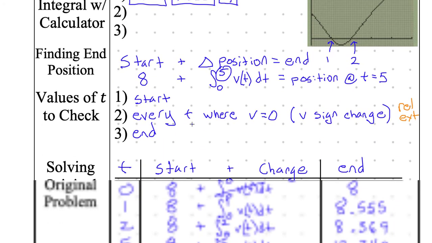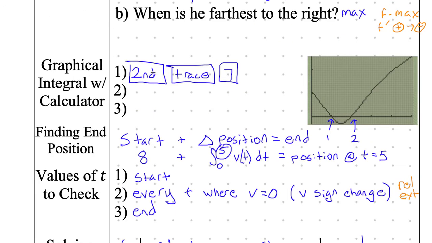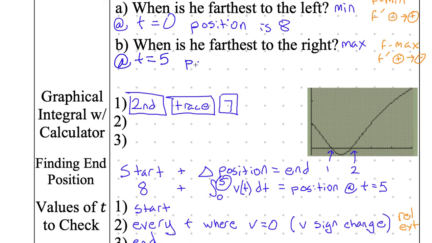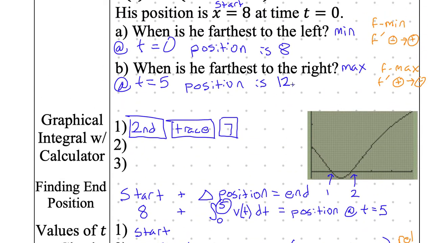So when is he farthest to the right? What is the maximum value? Well, 12.740 is the biggest value. So at t is equal to 5 is the answer, but I'll also include the information. Position is 12.740. And making sure that we really understand this problem, I know that we could be done.